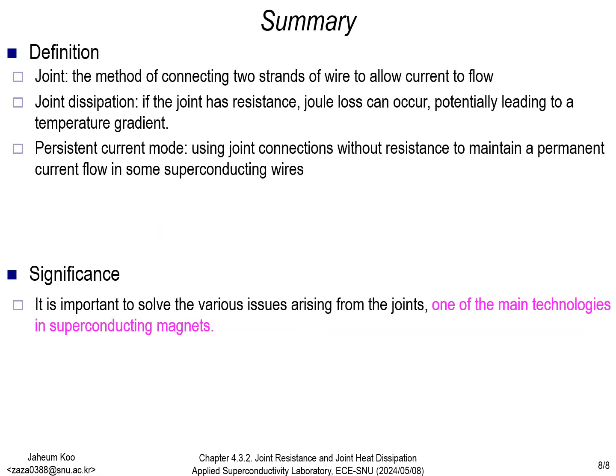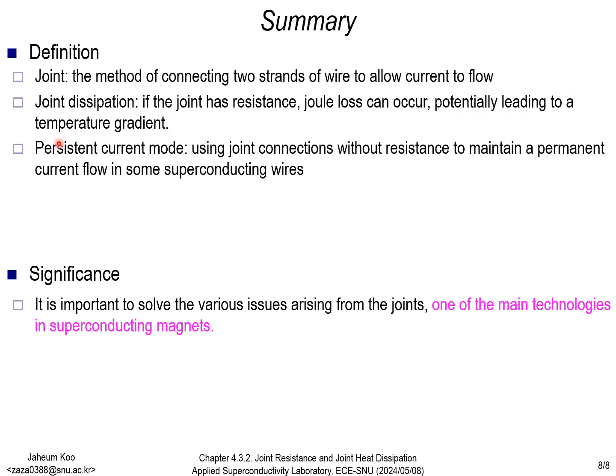In summary, the term joint refers to the connection between two separate superconducting wires. There are various methods and terminologies associated with joints. Next, joint dissipation refers to the heat generated at the joint after the connection is made. In superconducting magnets, which operate at extremely low temperatures and carry large currents, accounting for joint dissipation is critical.